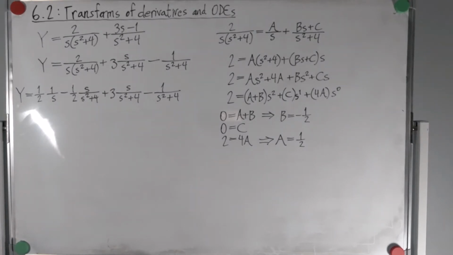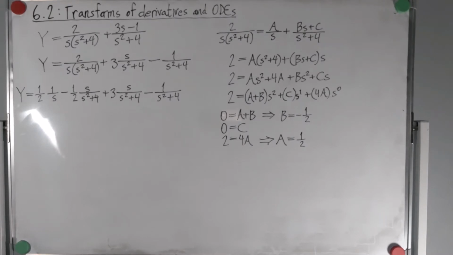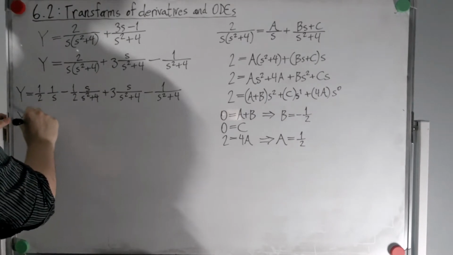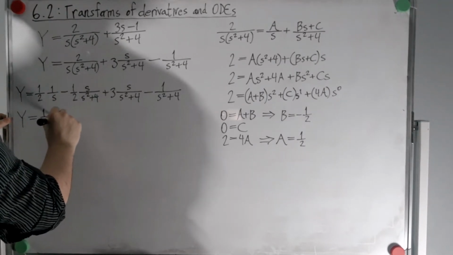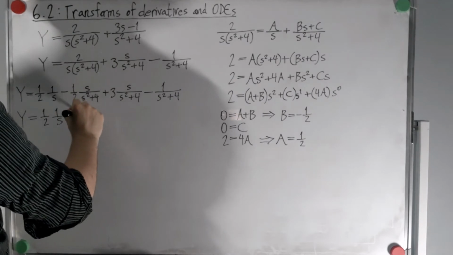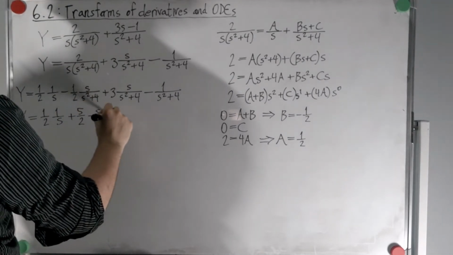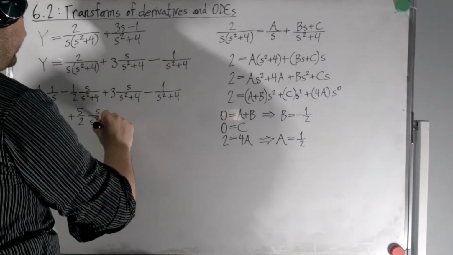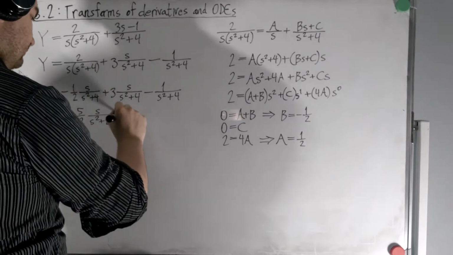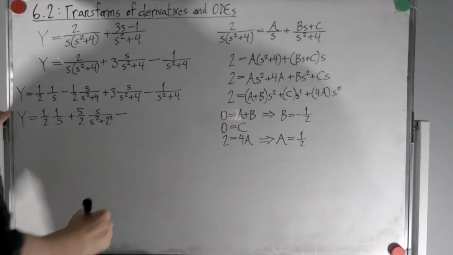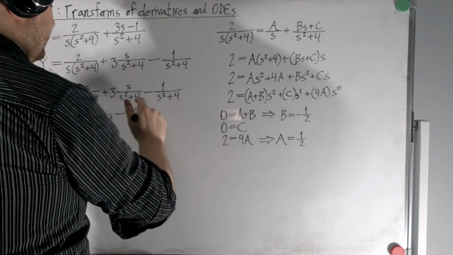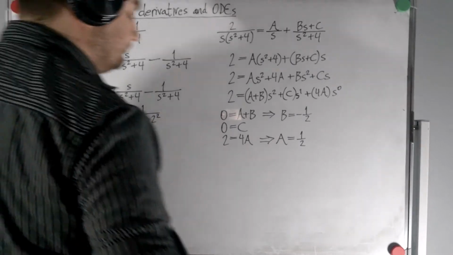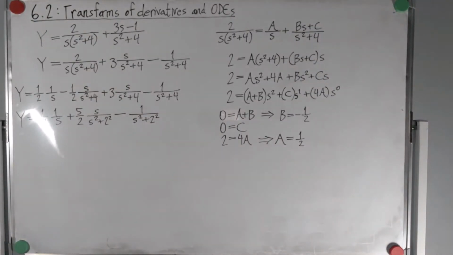We have some like terms that we can combine. We can take 3 minus 1/2 is 5/2. So y equals 1/2 of 1 over s plus 5/2 s divided by s squared plus 4. I want to point out that 4 is 2 squared. And then minus 1 over s squared plus 2 squared.